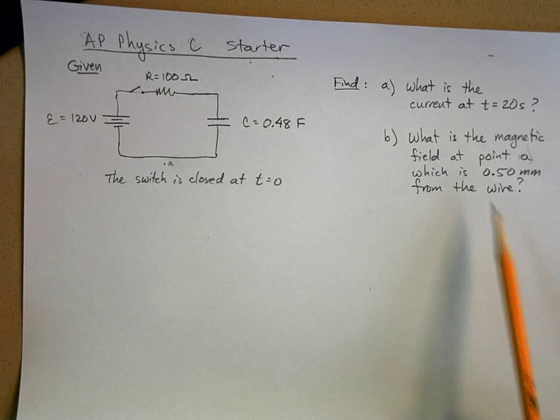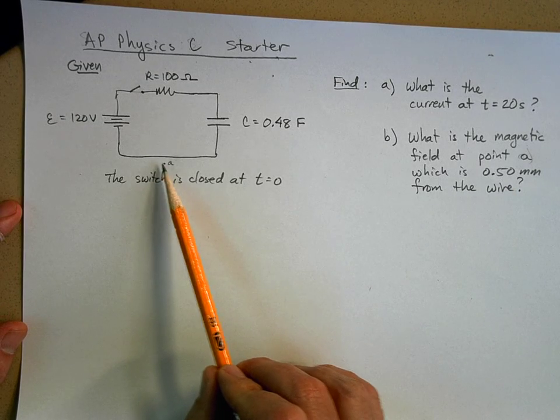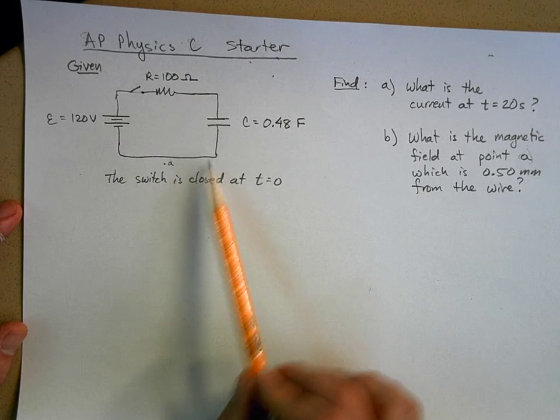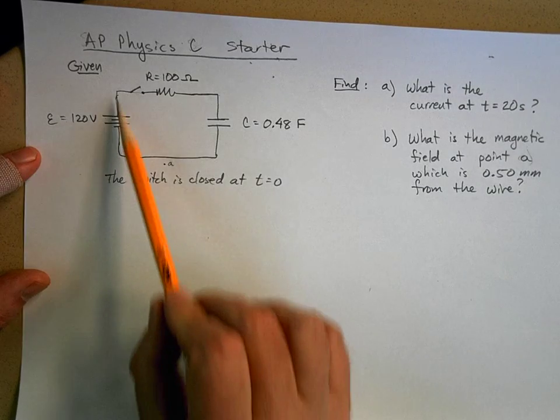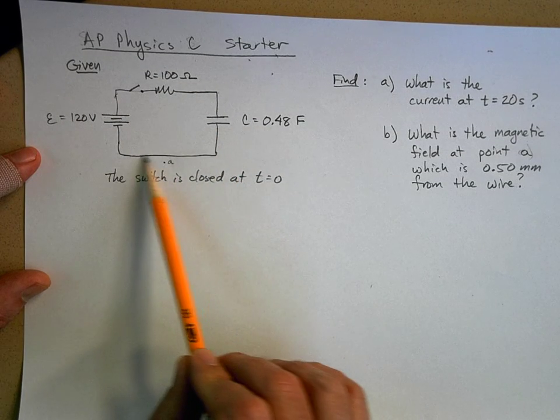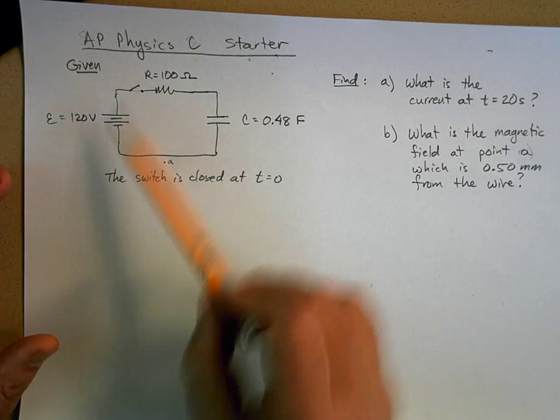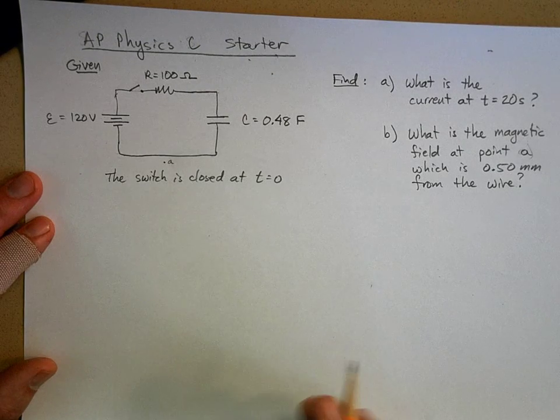And what is the magnetic field at point A, which is right here, half a millimeter from this wire right here? One of the things I said was that you can ignore the rest of the circuit. Just treat this like a long straight wire, and we'll call the magnetic field due to the other wires negligible. And so let's solve.